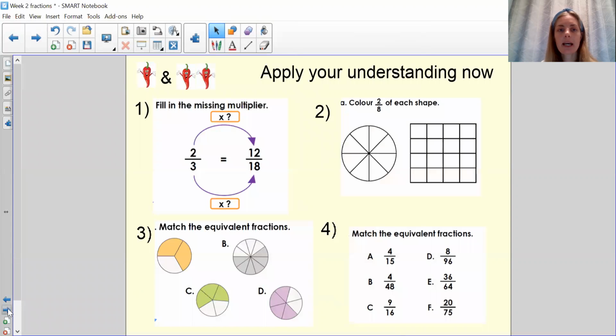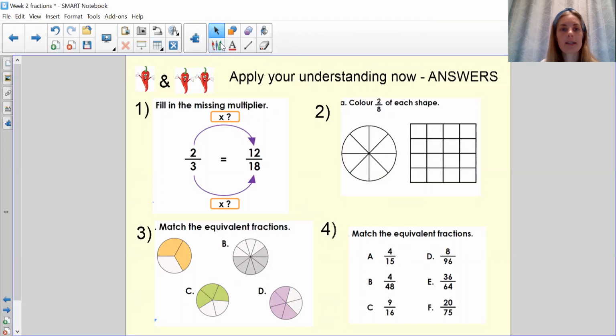Here is a little bit of a challenge to see if you can figure out the answers to these. Okay, what are the missing numbers? All right. So pause the video now. If you're doing the 1 or 2 chilies, here's a bit of a challenge. Right, let's quickly do the answers.